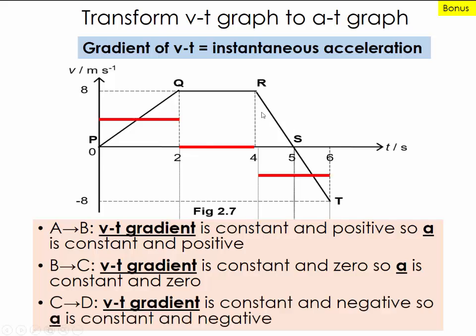For RS, right, the gradient is negative. So A should be negative and it's a constant. So it is a horizontal line. Same thing from S to T, right? Okay, so the labels here should be P, Q, QR, and R, T.